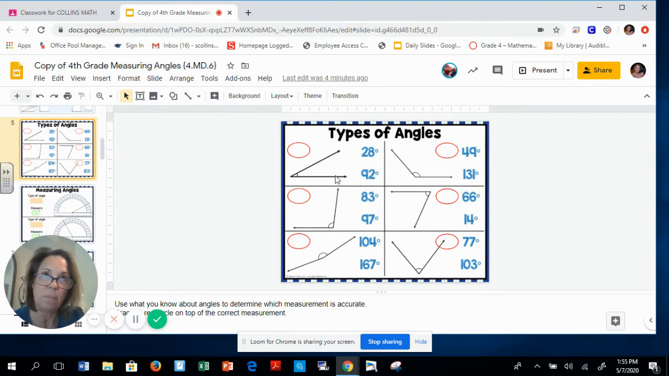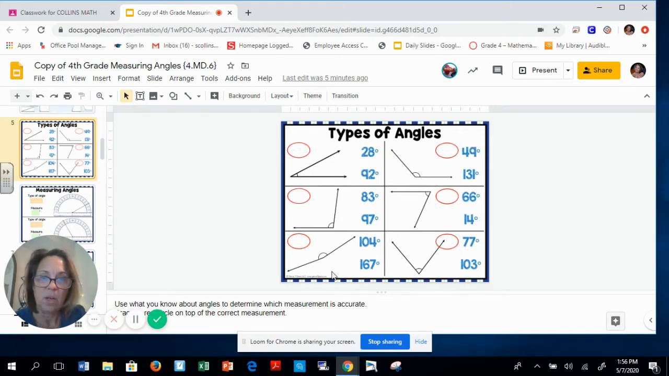And then you have to remember, acute measures between 0 and 90. So the only one that would make sense is this 28, because 92 would be bigger than an L shape, and this one's only open this far. So that one's the only one that makes sense. It's 28.